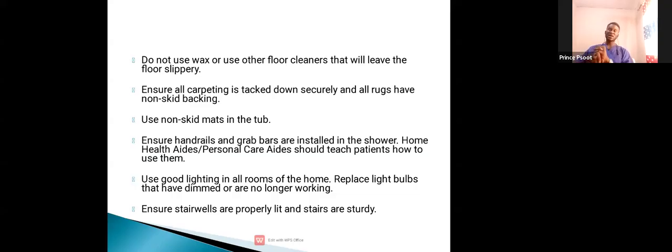Then use good lighting in all the rooms in the home. Light is very, very important because poor visibility will not let you see what could harm you. So you tend to get injured due to poor visibility. So use good lighting in the home. Replace light bulbs that are dimmed or no longer working. Then ensure that the stairwells are properly lit and the stairs are sturdy.